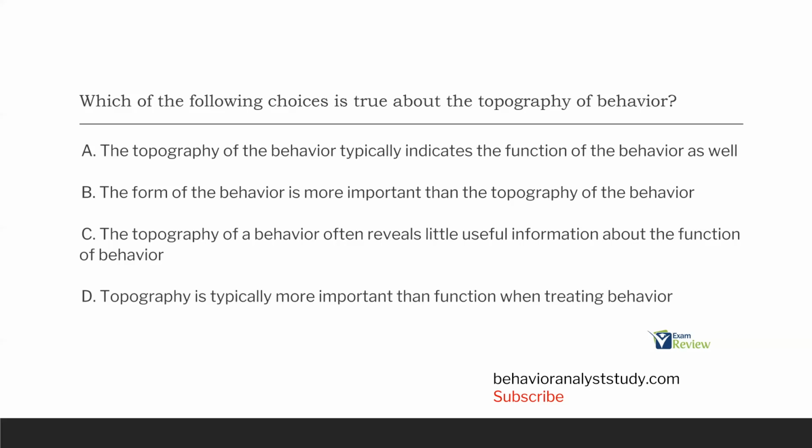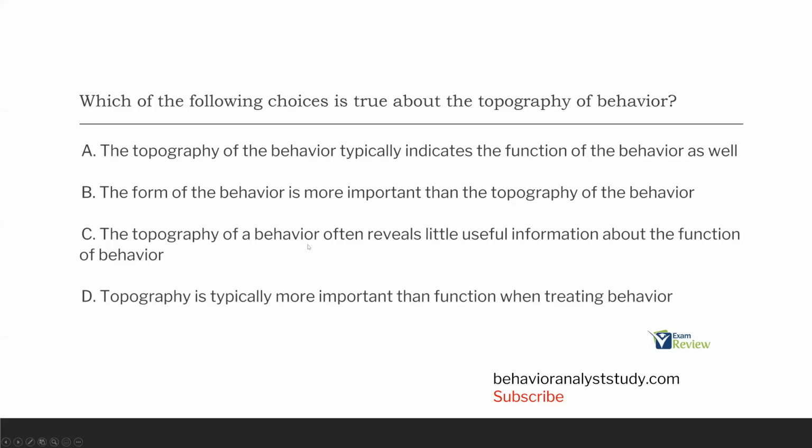B, the form of the behavior is more important than the topography of the behavior. Well, we know form is just topography, so B is trying to catch you moving too quickly, catch you off guard, right? Don't pick B. Form and topography are the same thing. Remember, we're methodically moving through our questions, reading each word carefully, analyzing, and then moving to the next answer choice. Don't need to go quick, right? Accuracy and fluency produce quickness.